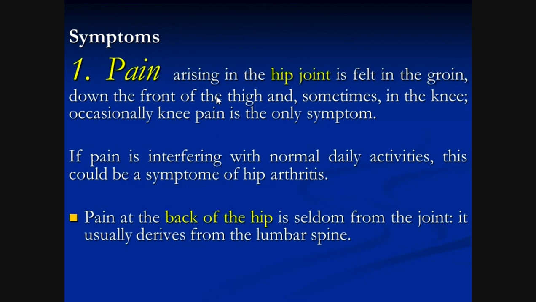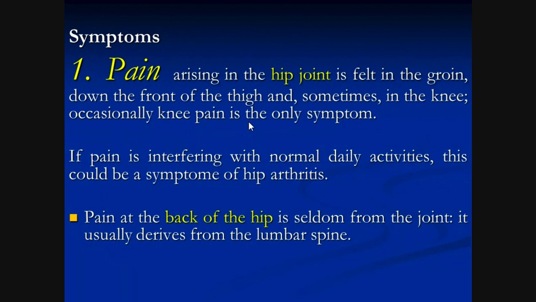Sometimes knee pain is occasionally the only symptom, but on examination of the knee there is no problem in the knee, and this is radiating pain coming from pathology in the hip joint. If the pain is interfering with normal daily activity, this may be a symptom of hip arthritis. Pain at the back of the hip is seldom from the hip joint. It usually comes from the lumbar spine.